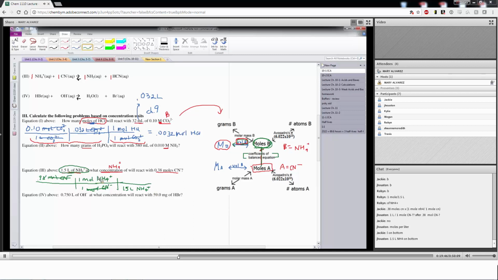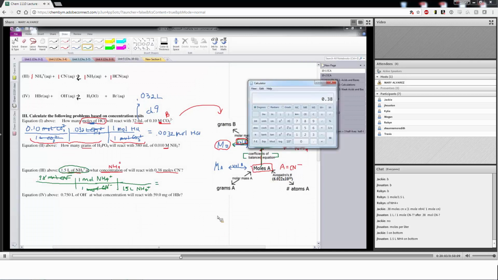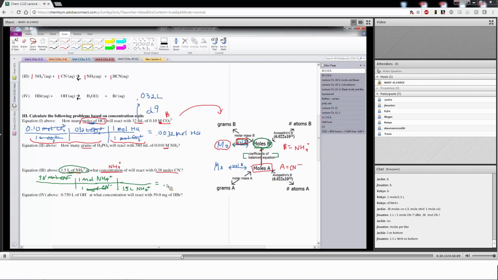That's good, because if we're talking about concentration, we better be talking about a solution that has the moles of that thing and the liters of that thing too. Perfect. That'll give us moles per liter, and that's the units of concentration, and we're done. So then we're going to have 0.38 divided by 1.5, and that will give me a 0.253 molar solution. That's my answer.